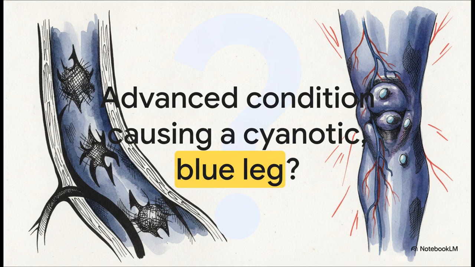Massive fluid buildup skyrockets your compartment pressure until arterial inflow is choked off completely, producing intense blue cyanosis, blisters, and an imminent risk of venous gangrene if you don't clear that clot fast.